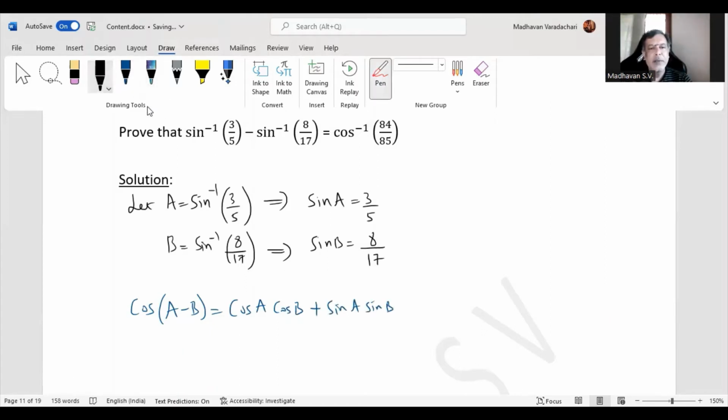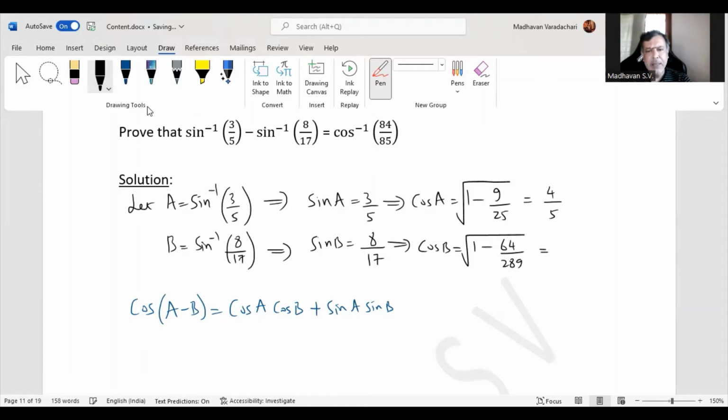So here we don't have cos values, so we'll evaluate it. So cos A equal to square root of 1 minus 3 square, which is 9, over 5 square, which is 25. So here we get 16 by 25 under root, which is 4 by 5. Similarly, cos B will be square root of 1 minus 8 square, which is 64, over 17 square, which is 289, and that will give us 225 by 289 under root, which is 15 by 17.